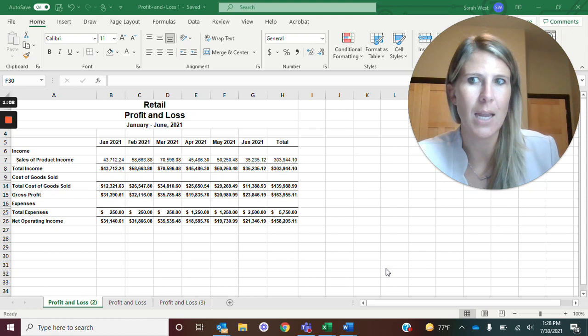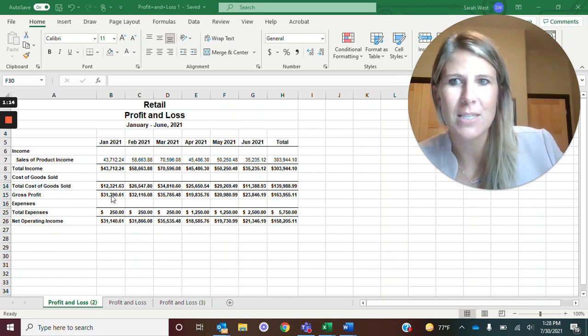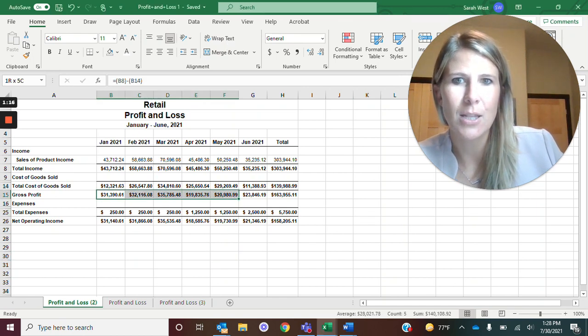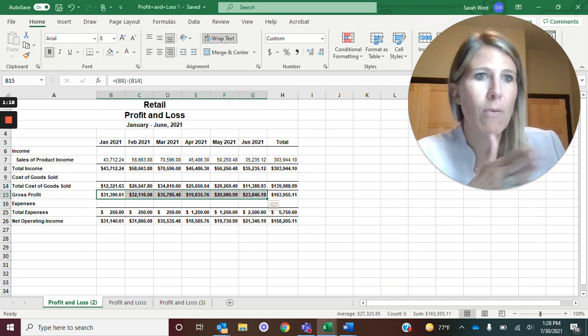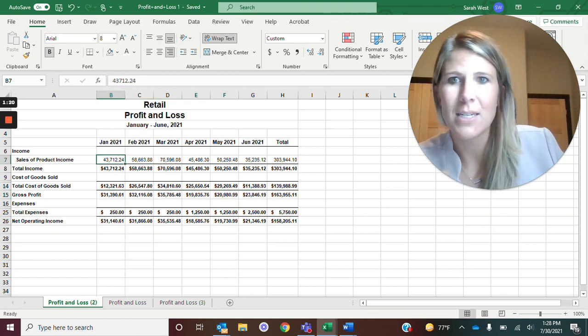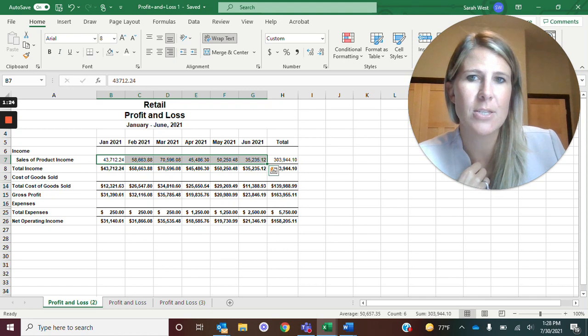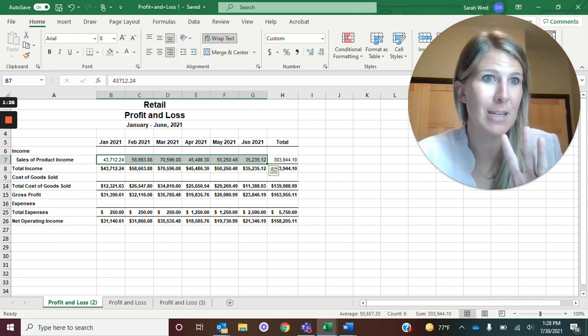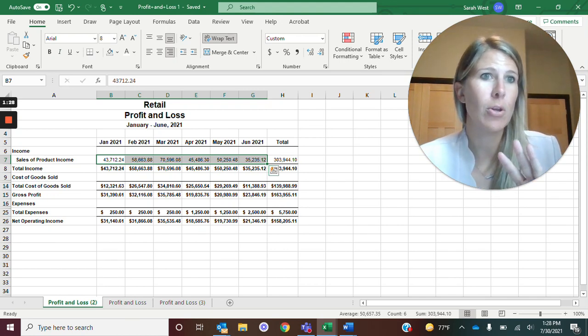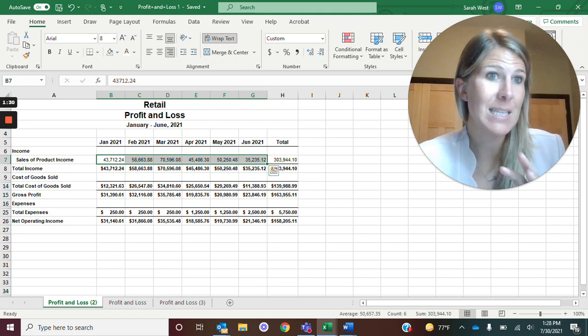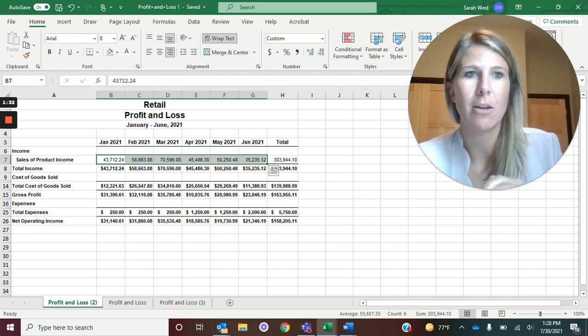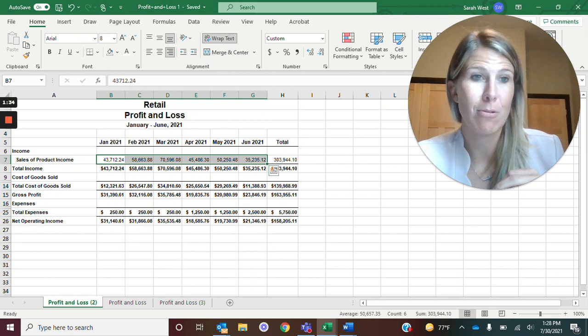Here's a retail setting. We have sales of products, and then we have cost of goods sold and expenses. And you can see right here that the gross margin is bouncing all over the place and the income is as well, but it doesn't make a lot of sense. So I'm going to use three different examples to show you what this looks like if you don't actually track your inventory.